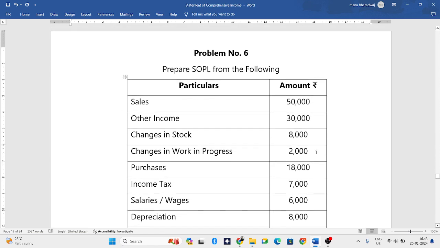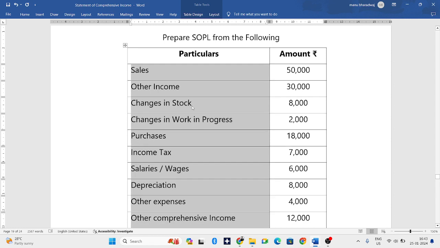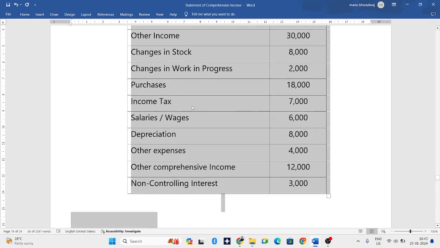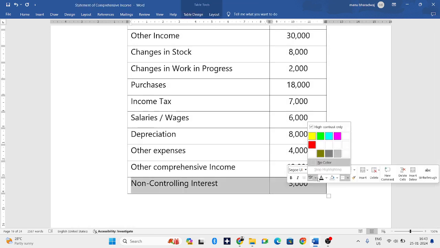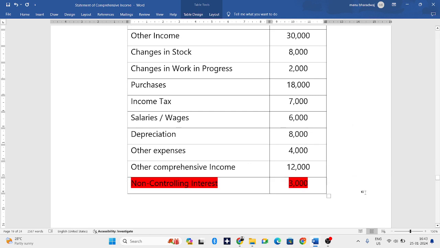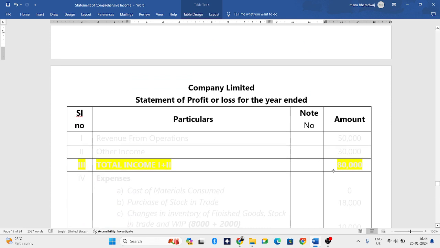In this particular video, let us solve one more problem related to SOPL, that is Statement of Profit and Loss. So we have sales, other income, changes in stock, changes in work in progress, then purchases, income tax, salaries, depreciation, other expenses, other comprehensive income, and non-controlling interest. Non-controlling interest will not appear in SOPL, so just ignore that. Now let us try to solve the SOPL. So this is the format.